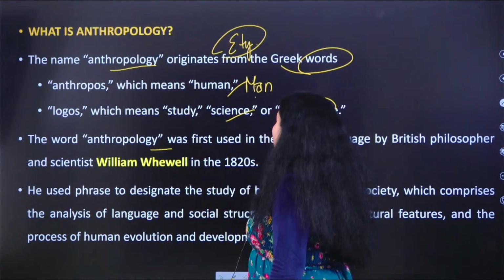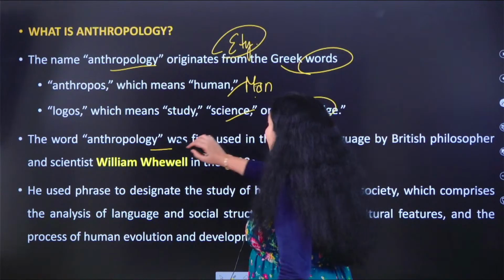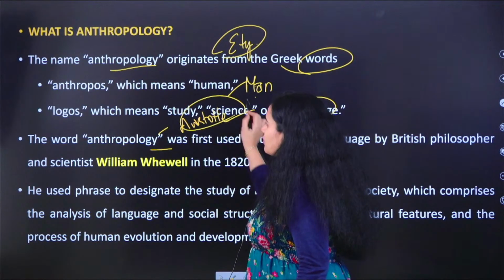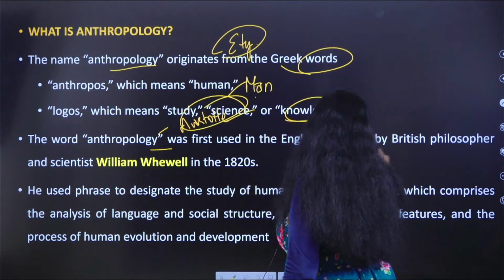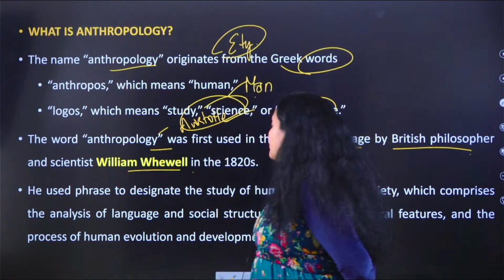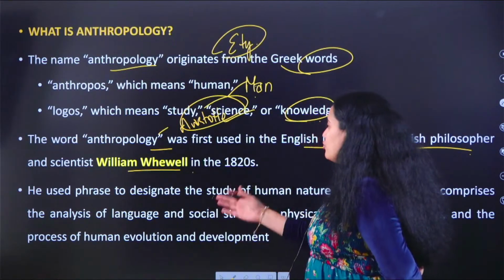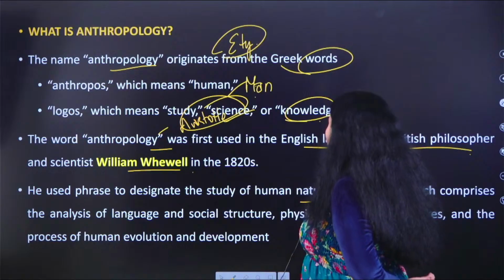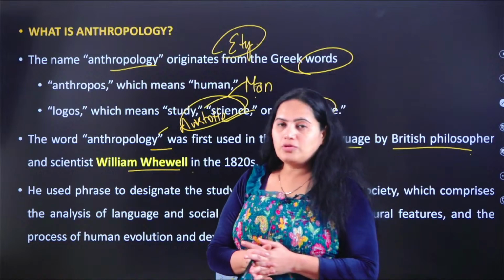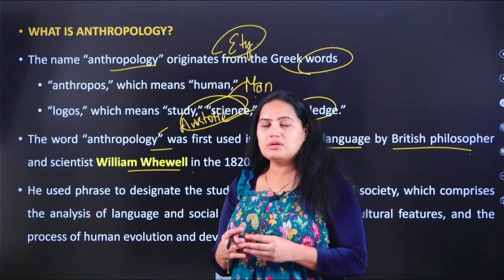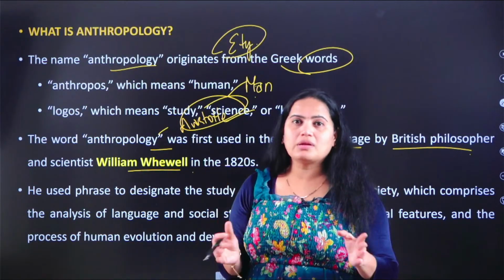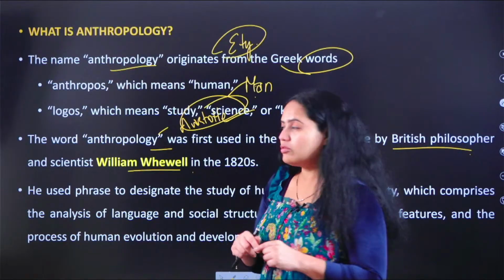Okay, the word anthropology was first used in English. Initially, the word anthropology was coined by the Greek philosopher Aristotle, and it was first used in the English language by the British philosopher and scientist William Whewell, in the year 1820. He used the phrase to designate the study of human nature, society, and culture. These are all things which are present in our humankind. If you are talking about culture and society, they are so unique to humankind. You won't find culture and society so elaborated in other species inhabiting the planet Earth.